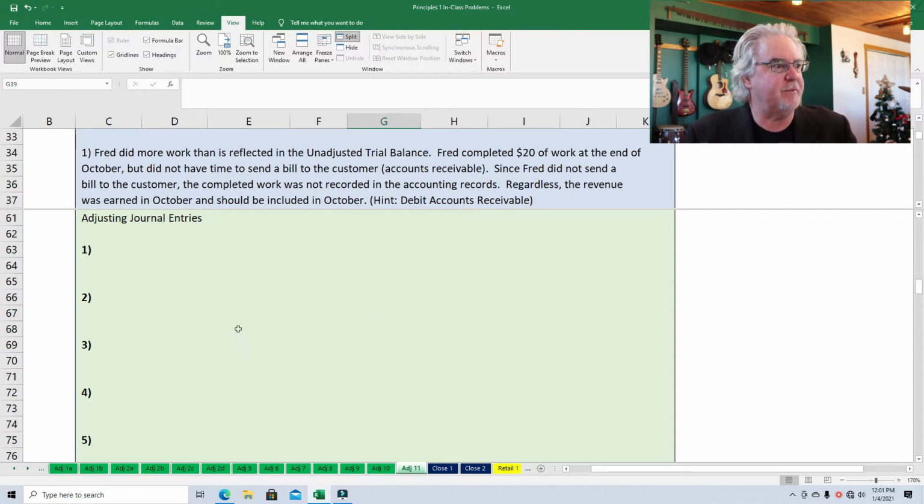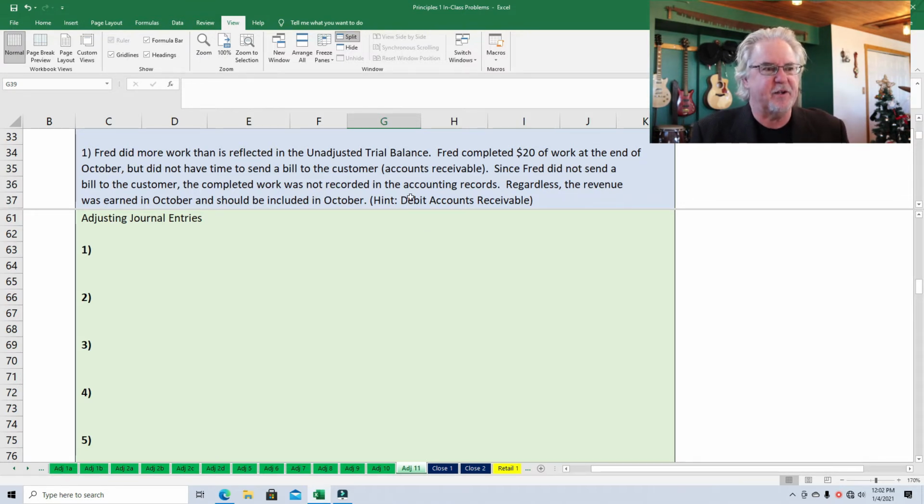Adjusting entry number 1. Fred did more work than is reflected in the unadjusted trial balance. Fred completed $20 of work at the end of October, but did not have time to send a bill to the customer. Accounts receivable. Since Fred did not send a bill to the customer, the completed work was not recorded in the accounting records. Regardless, the revenue was earned in October and should be included in October. I also have a hint here, debit accounts receivable.